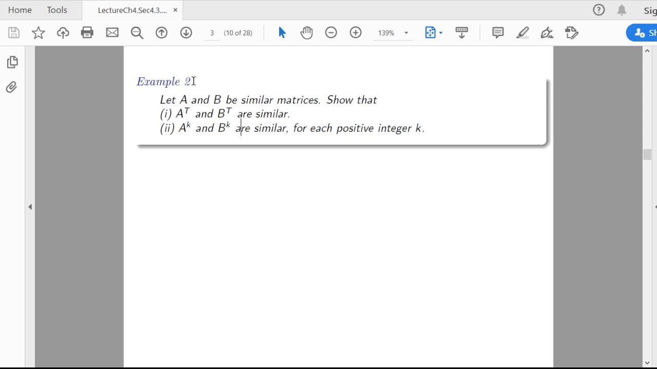Example 2. We assume A and B are similar. We want to show the transpose of A and the transpose of B are similar. And then for a positive integer k, we look at the power of A, A to the power k and B to the power k, they are similar to each other. How to prove this? Just use the definition.